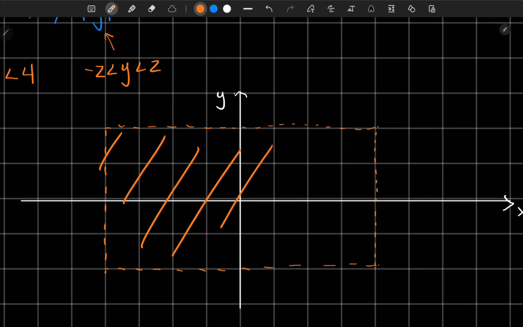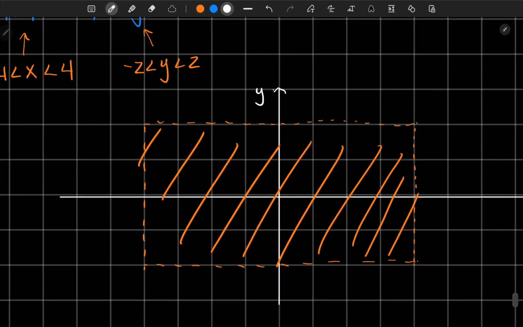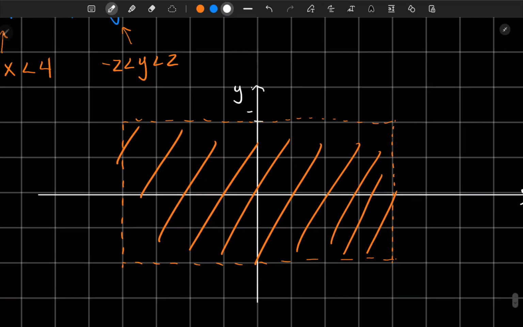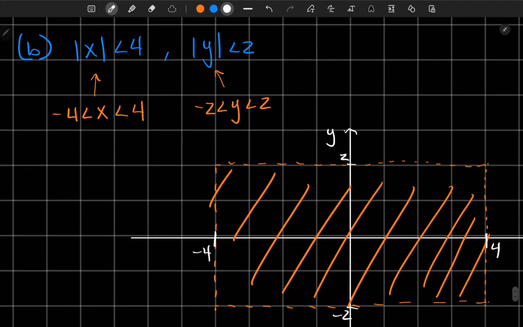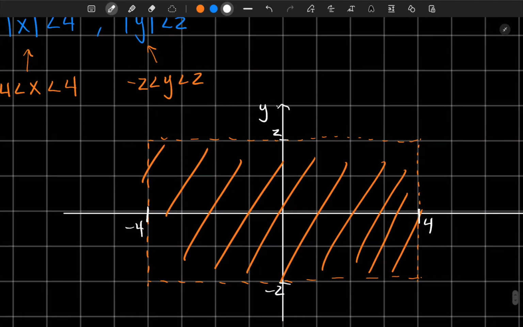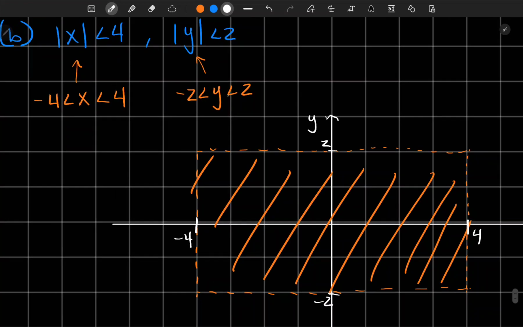So the region of interest is given by this shaded region, because all of the y values are less than or equal to this 2 value, and greater than or equal to this -2 value. And similarly, all of the x values are between this 4 here and this -4 here. So this region is really a rectangle in the xy plane, but we don't consider the boundary of the rectangle because of the less than sign.